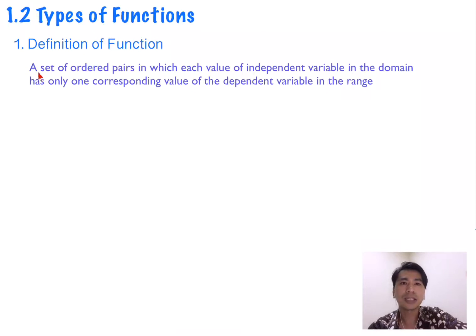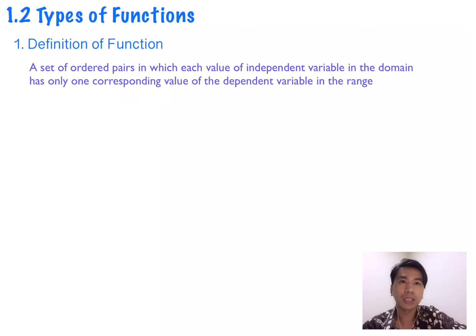A function is defined as a set of ordered pairs in which each value of the independent variable, often x, in the domain has only one corresponding value of the dependent variable, which is y, in the range. So this may sound like a long statement, but I'll make it simple for you. This is a set of ordered pairs, which is like x comma y, in which one x value has only one y value. That's it.